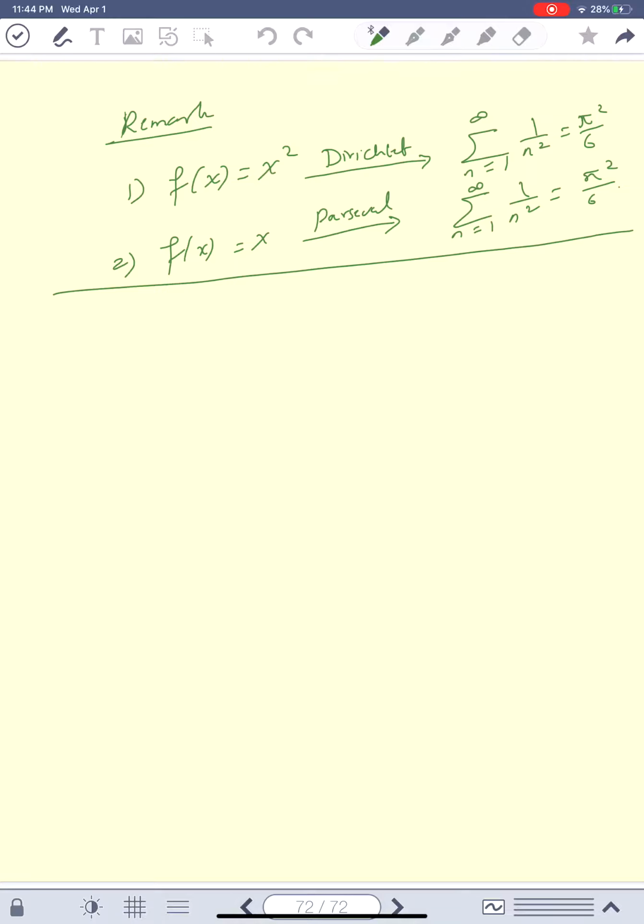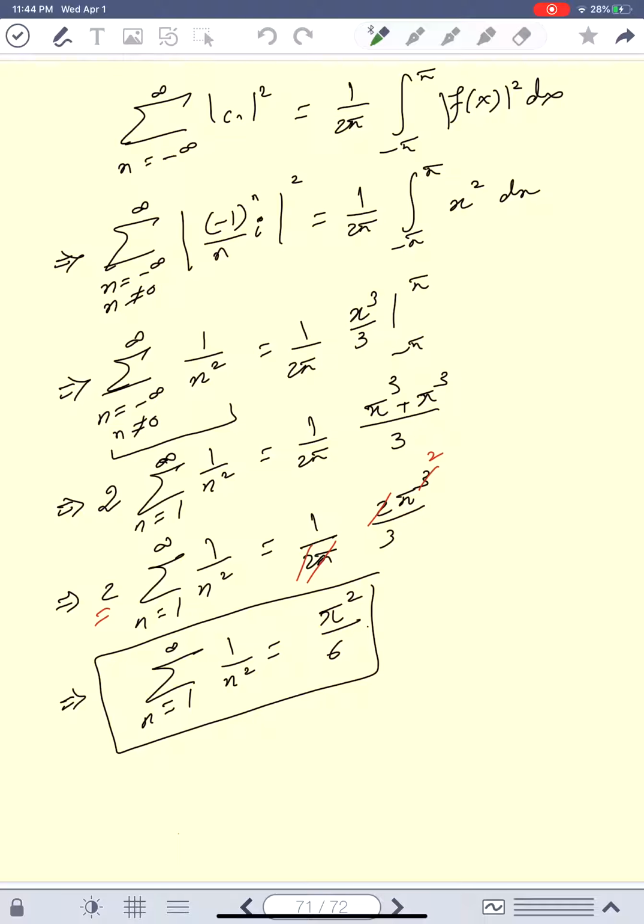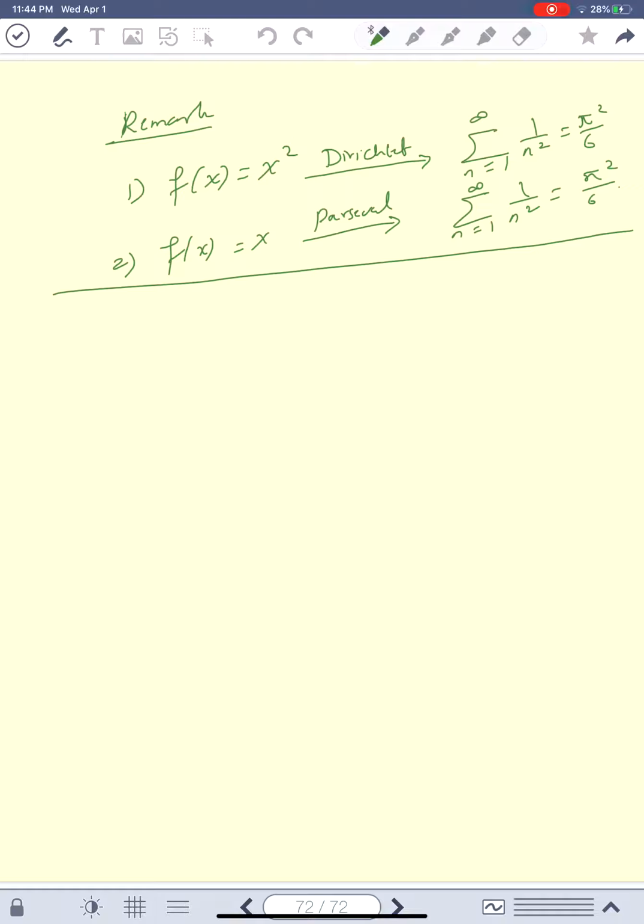Okay, so in this example again, I wanted to show you the significance of Parseval's identity, and I think we did, that we found the sum of 1 over n squared equal to pi squared over 6.